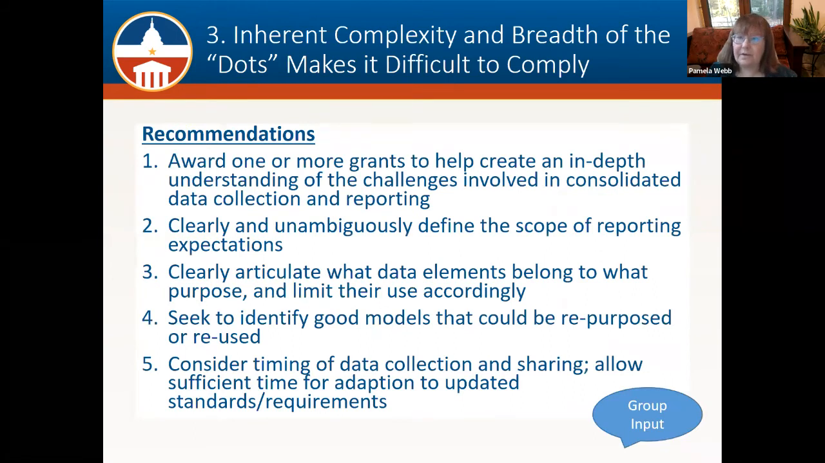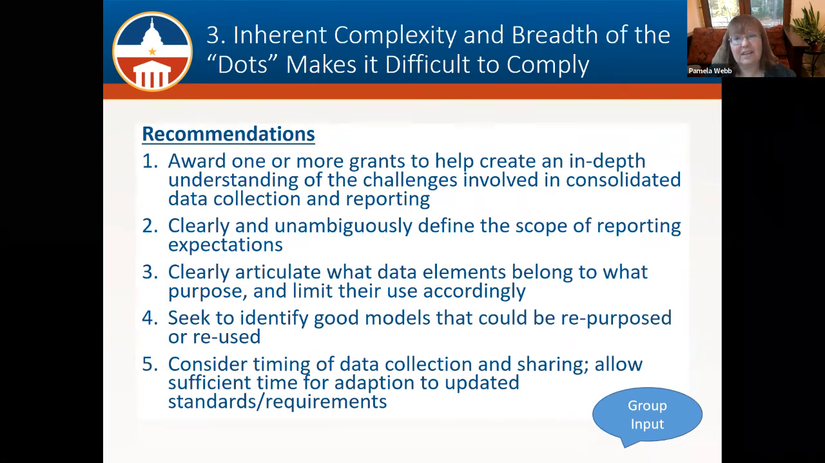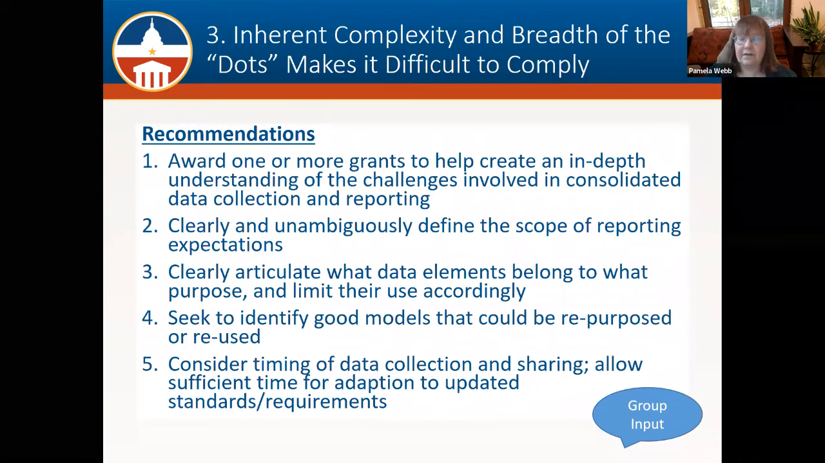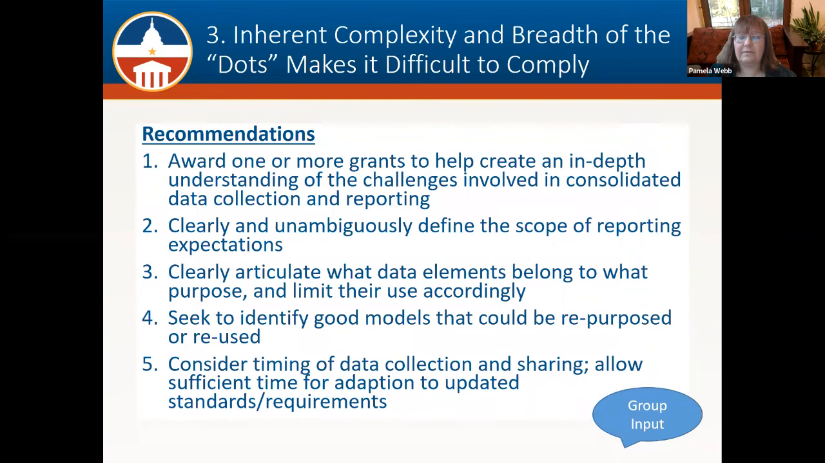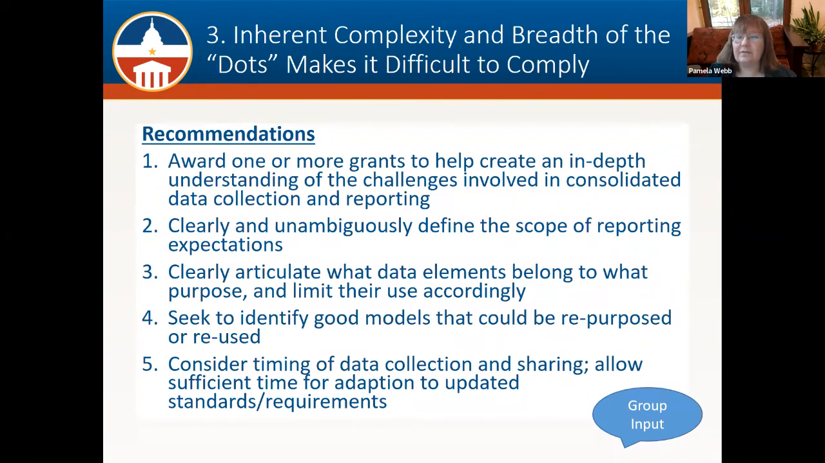So some of the recommendations that we made: those of us that are chronologically advantaged may remember the days where the federal government, NIH in particular, gave out awards to help expand the value of IRB systems and to be able to put in more comprehensive IRB systems. Well, we thought that could be another model here, that the federal government could actually go out, if they were able to do this, and award one or more grants to collect more information about just how difficult this is, or what models might effectively be used and redeployed.